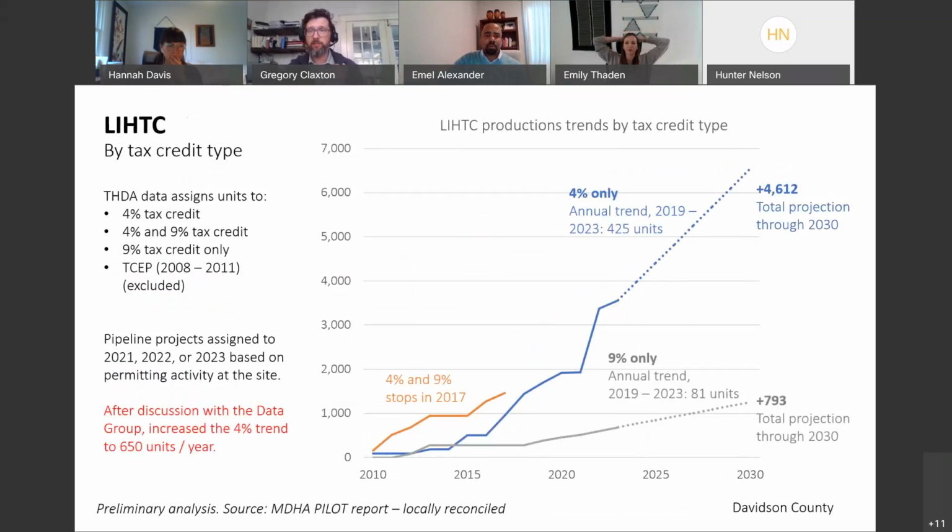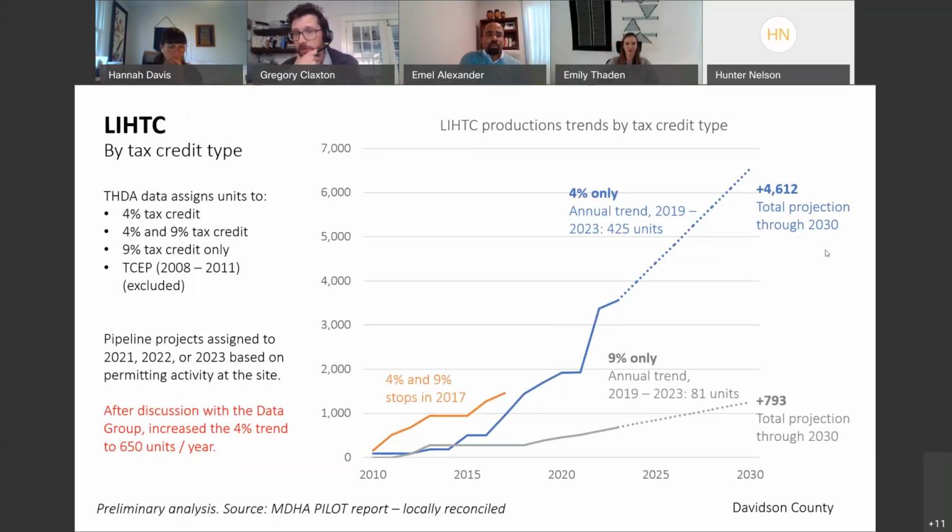And then LIHTC, one of the things the data group asked us to do, and this is where there's been a little bit of new work, has been to take another look at the breakdown between 4% and 9% projects. So we went back to 2010 and broke things out between 4% and 9%, like what level of tax credit subsidy each project got. There were some projects through 2017 that received both. Since that doesn't seem to be ongoing anymore, we've pulled that out and put it to the side. And then we've looked at the 4% trend.